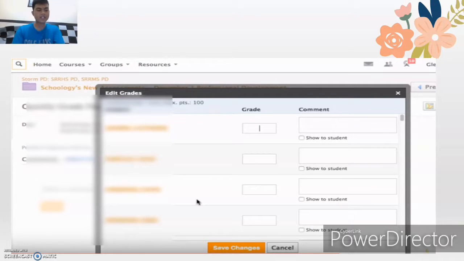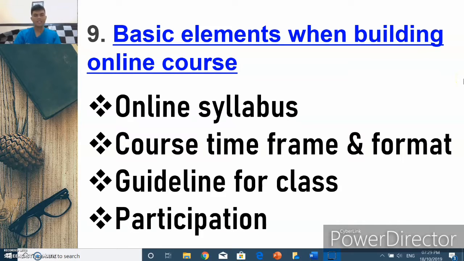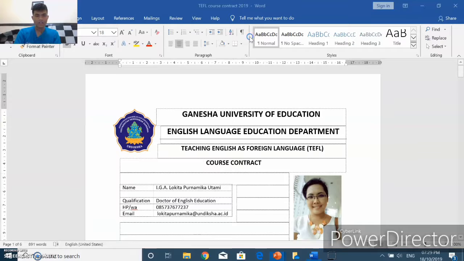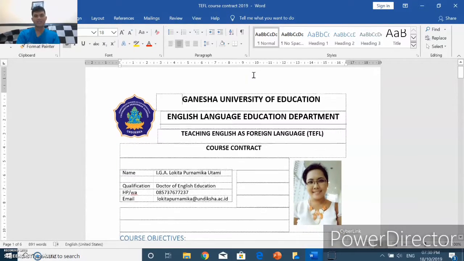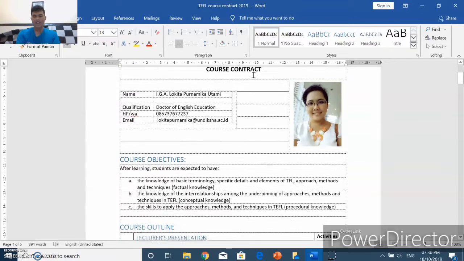Okay, so next, number 9, basic elements when building an online course. There are 4 basic elements that need to be followed. The first is online syllabus, course time frame and format, guideline for class, and participation. For example, I will click this hyperlink. Okay, this is one of the examples. This is the course contract from Mrs. Lokita.